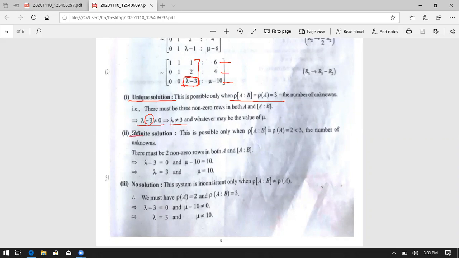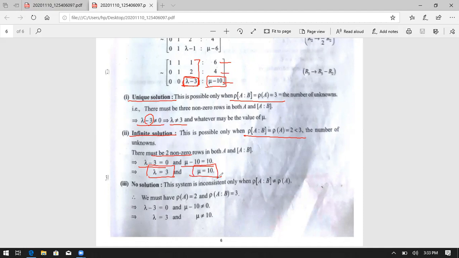Next, go to infinite solution. Infinite solution is possible only when the rank of AB is equal to rank of A is equal to 2, which is less than 3, the number of unknowns. That means there are two non-zero rows in A and AB. Then you write lambda minus 3 is equal to 0 and mu minus 10 is equal to 0. So lambda is equal to 3 and mu is equal to 10.